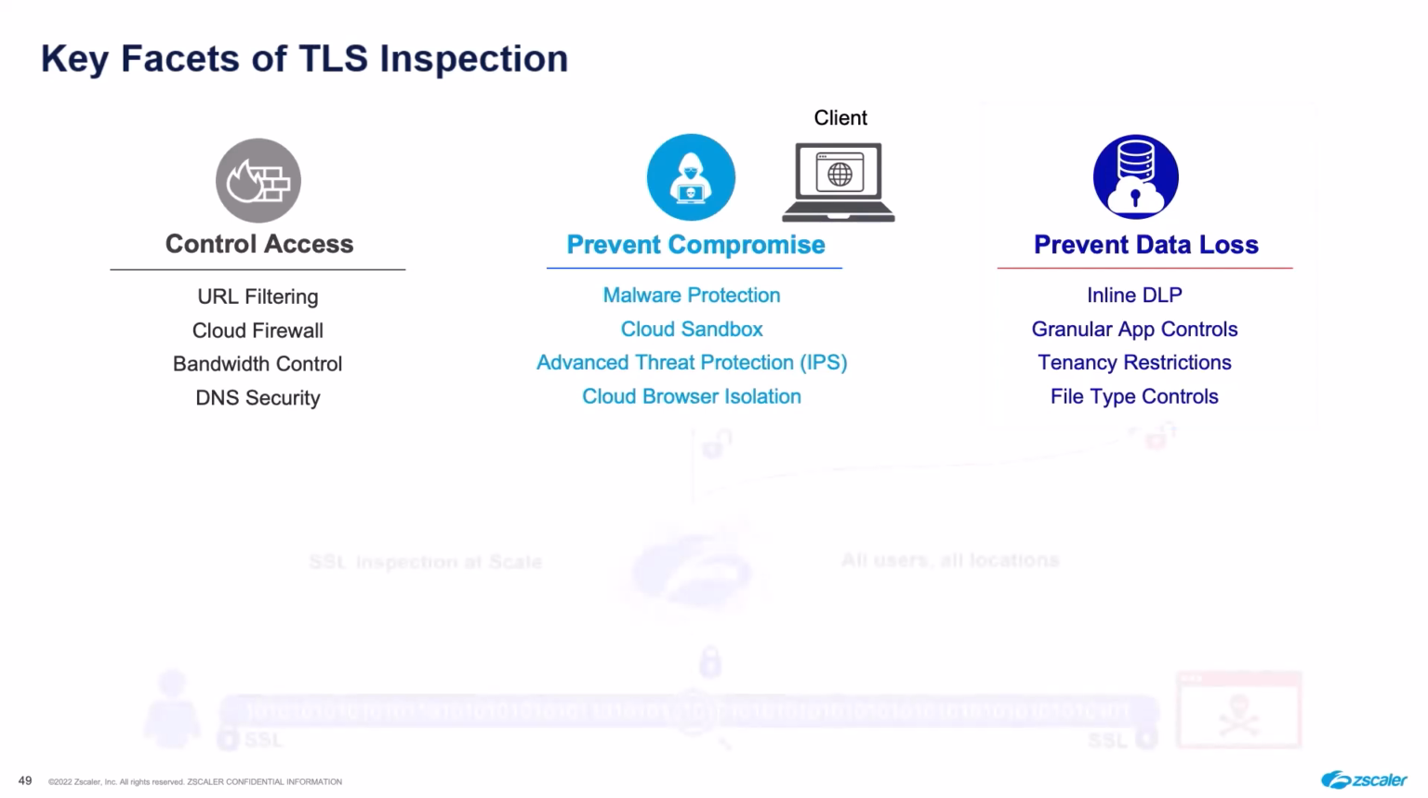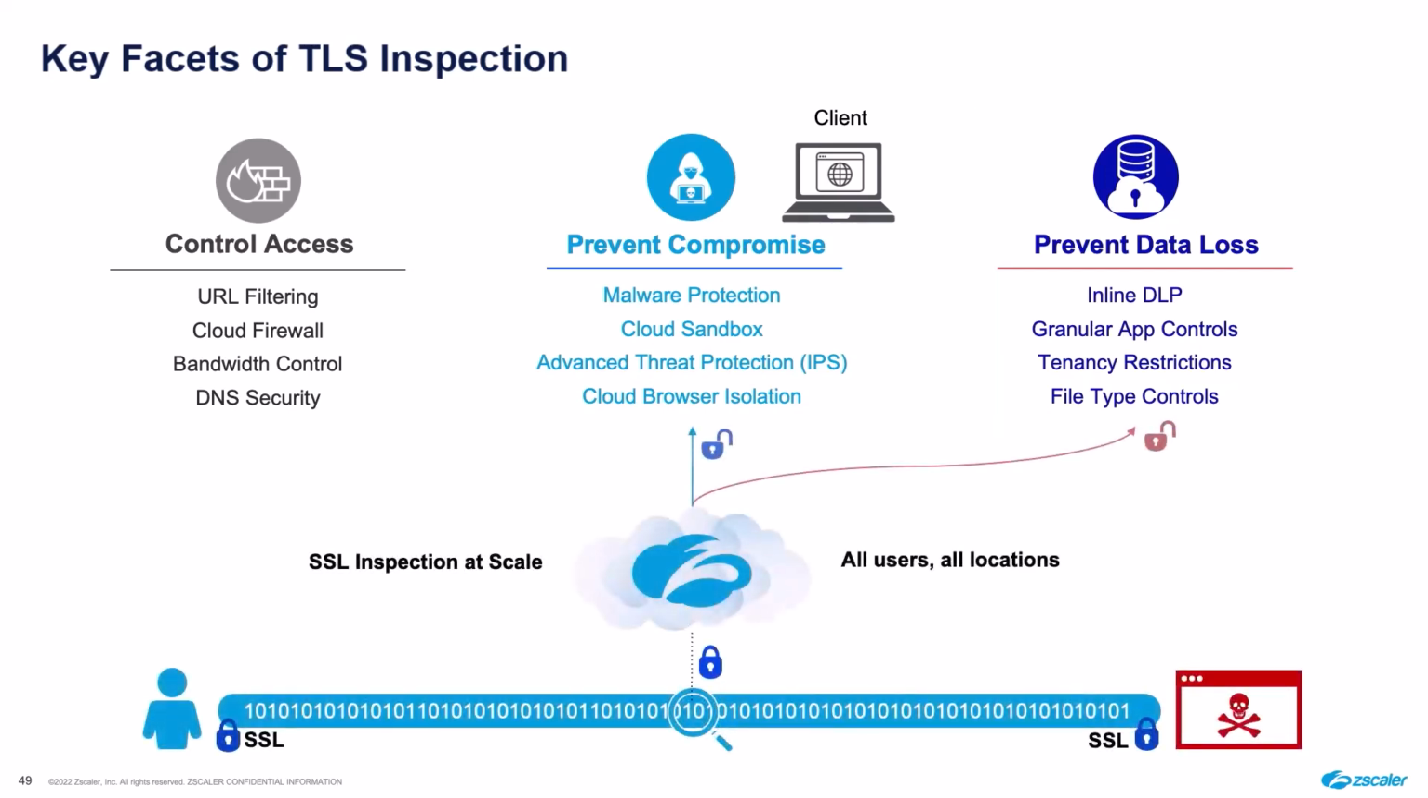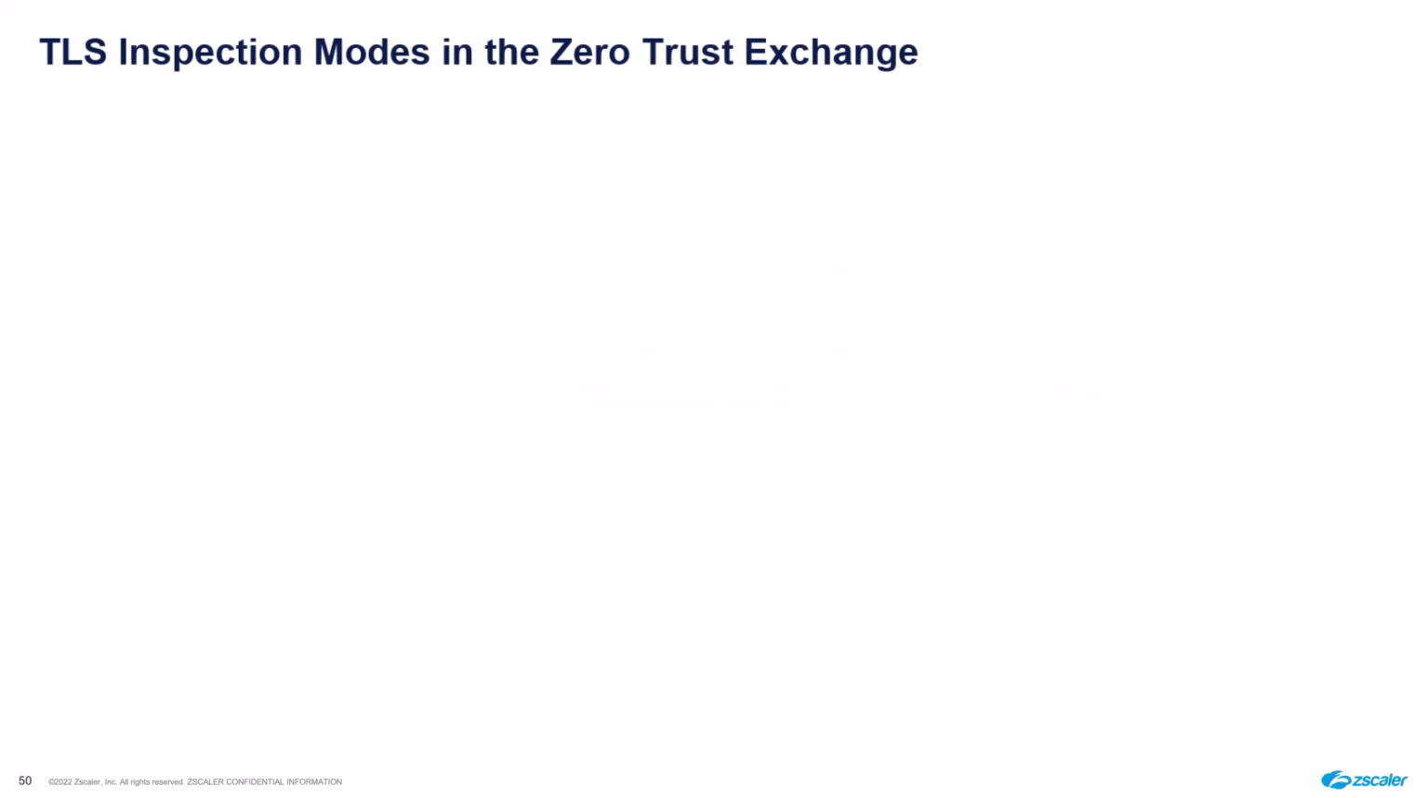So we've built this platform to do all of this at scale, assuming 100% of the transactions will be SSL and 100% of those could be decrypted. And we need to be able to do that, generating those intermediate certificates at line speed for all users and all locations. So how does that work?